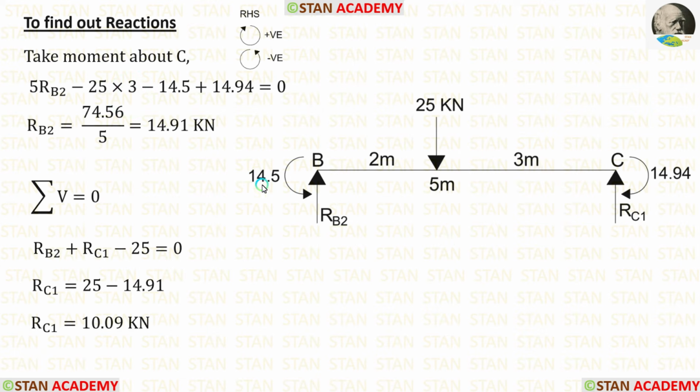Then we have two moments. 14.5 is acting in the anticlockwise direction, so it will be negative. 14.94 is acting in the clockwise direction, so it will be positive. Finally, we are getting RB2 is equal to 14.91 kN. By applying the rule, summation of vertical forces is equal to 0, we can calculate RC1, which is equal to 10.09 kN.